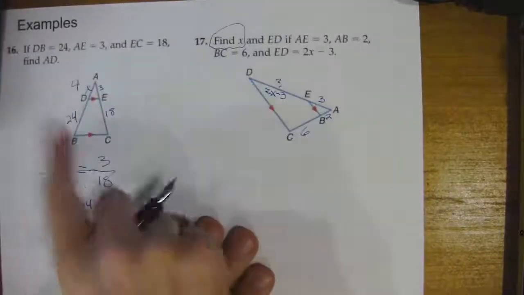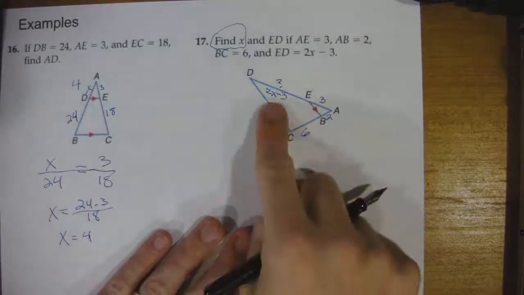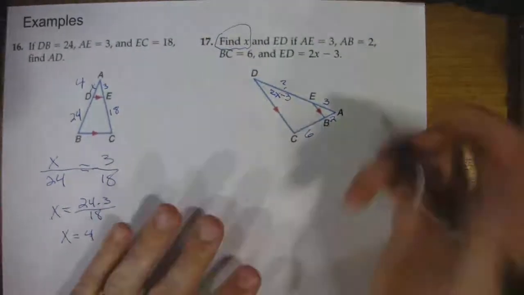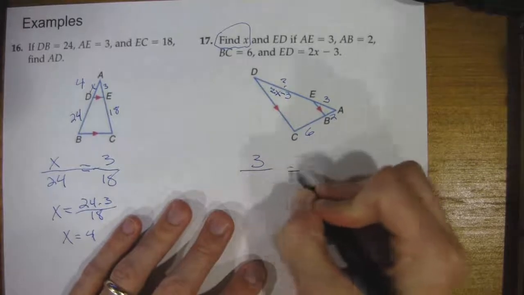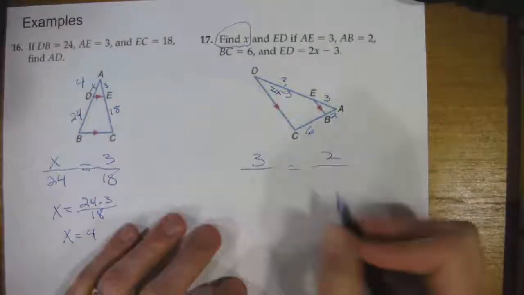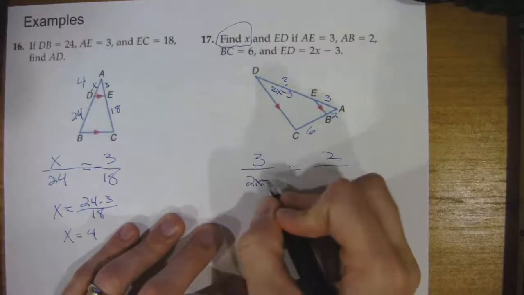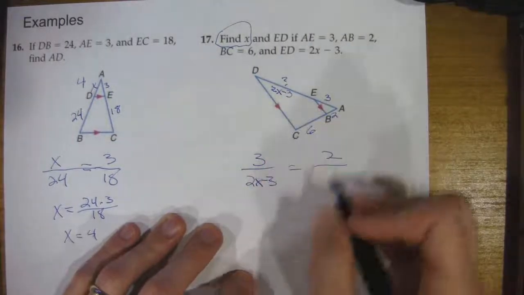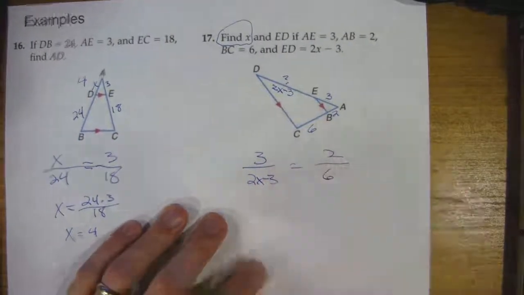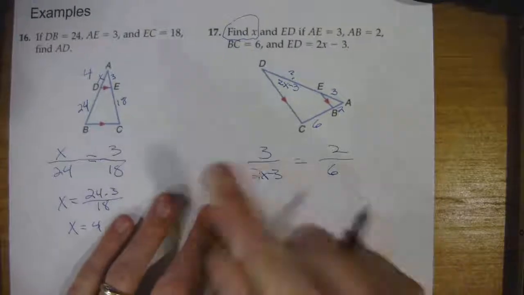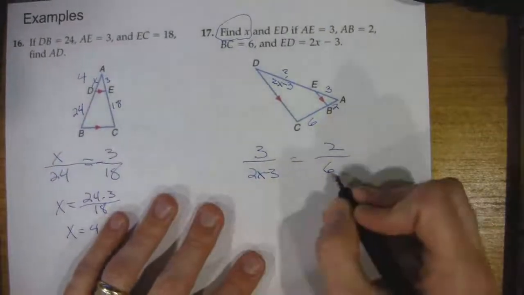So this problem basically works the same way as 17, the slight difference being we got an algebraic issue going on. So 3 and 2 are related. And then the 2x subtract 3 goes with the 3 there. They're on the same side. And then our 6 goes here. Wonderful. So let's do some cross products real quick.